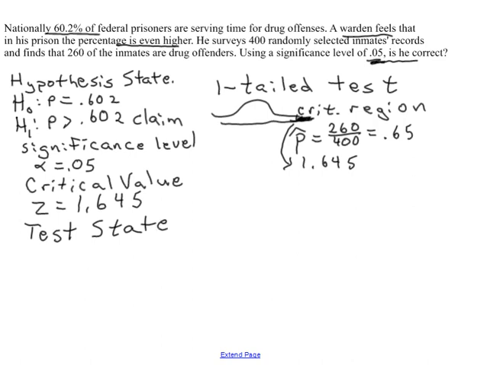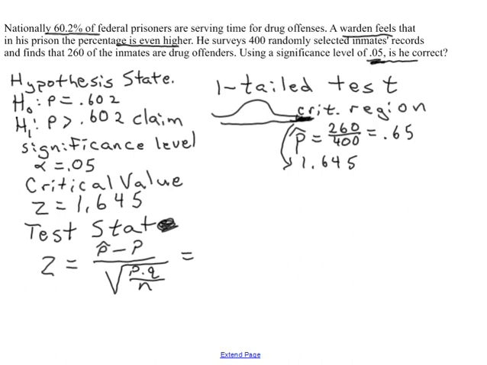Our test stat is calculated similarly to the way we did with our confidence intervals. It's again a z-score. It's the p hat minus p over the square root of p times q over n. So very similar to that, except we've got p times q, whereas in the confidence intervals we had p hat, q hat.